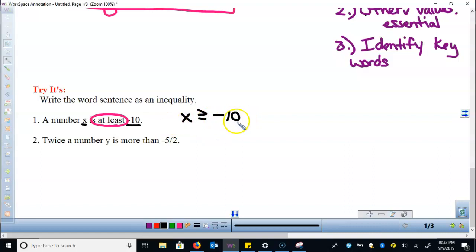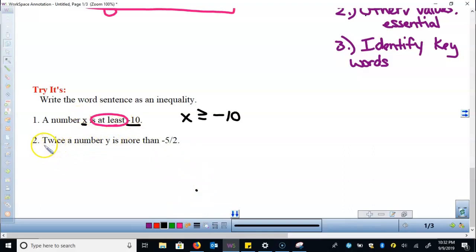Now I'm going to reread the statement, making sure that it makes sense to me. Okay? Is x at least negative 10? So if x is 10, it's greater than negative 10, right? Is 10 at least negative 10? And yeah, definitely. Okay? It's more than it, but it at least covers that more than basis.